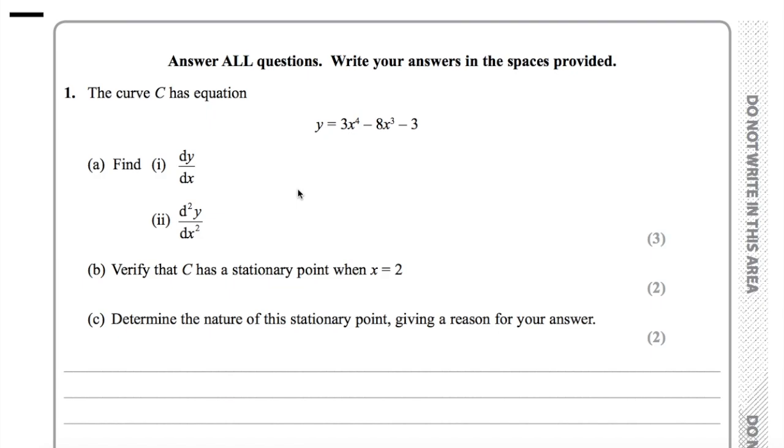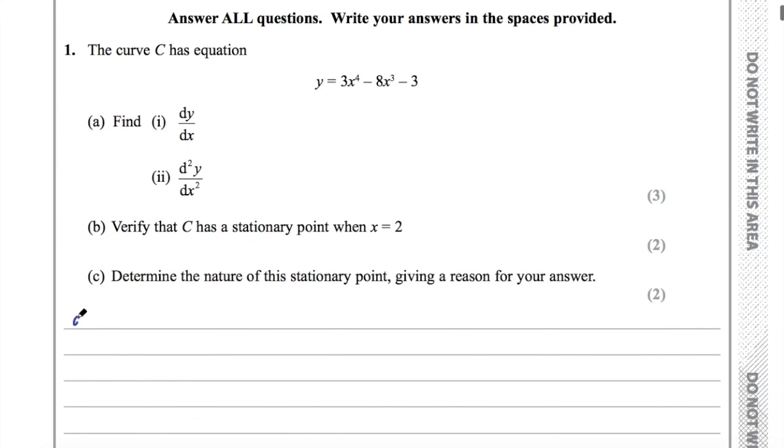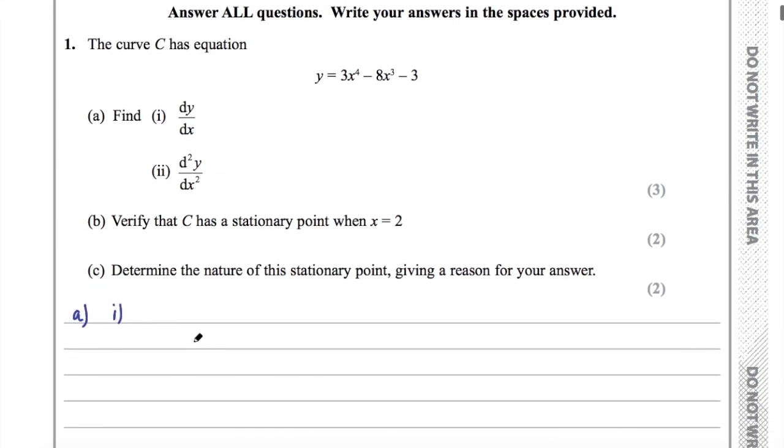Question 1 says the curve C has equation y equals 3x to the power 4 minus 8x cubed minus 3, and part A asks us to find the derivative and the second derivative. So let's just do part A first.